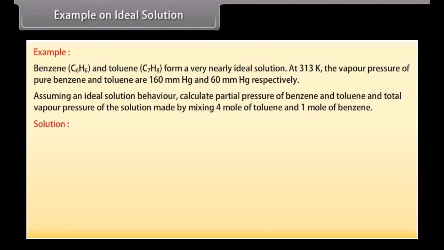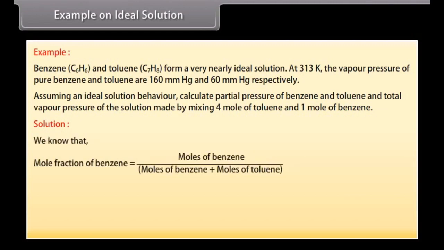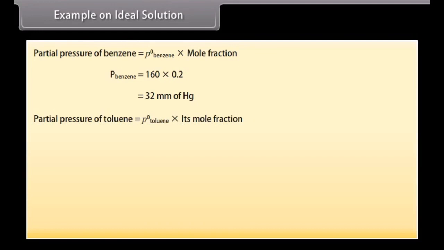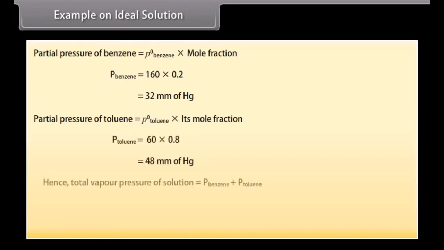Let's see the solution. We know that mole fraction of benzene is equal to moles of benzene upon moles of benzene plus moles of toluene. On calculating, we get mole fraction of benzene is equal to 0.2 and mole fraction of toluene is 0.8. Now, we calculate the partial pressure and we get partial pressure of benzene is equal to 32 mm of mercury. Similarly, partial pressure of toluene is equal to 48 mm of mercury. Hence, total vapor pressure of solution is equal to 80 mm of mercury.